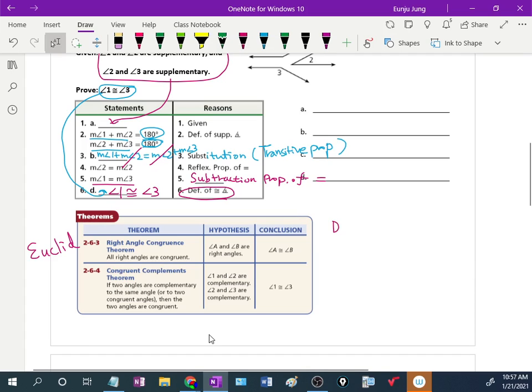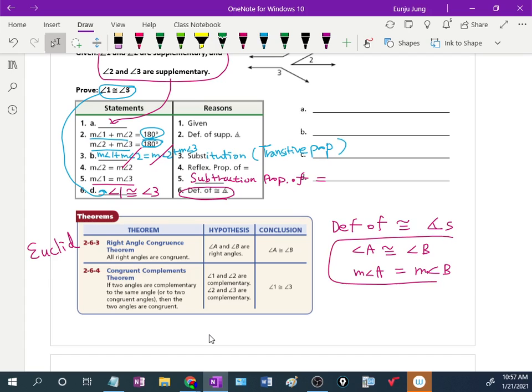So let's write the definition of congruent angles. What is it? Give me an angle. Angle A is congruent to angle B. And you can say that is the same as the measure of angle A equals the measure of angle B. Okay, that's the equation. This is congruence. That is the definition of congruent angles.